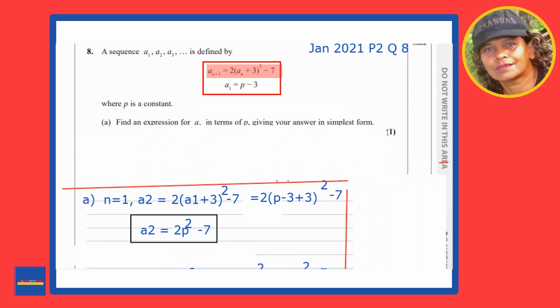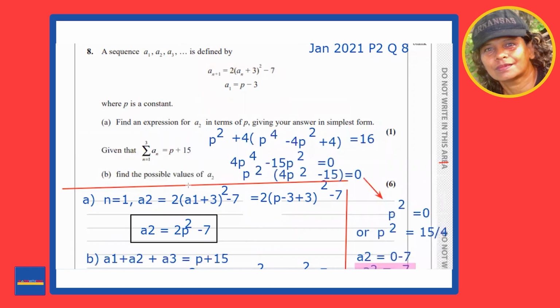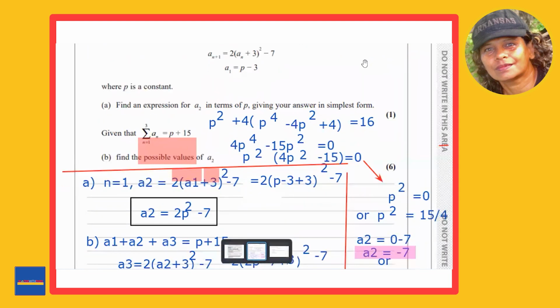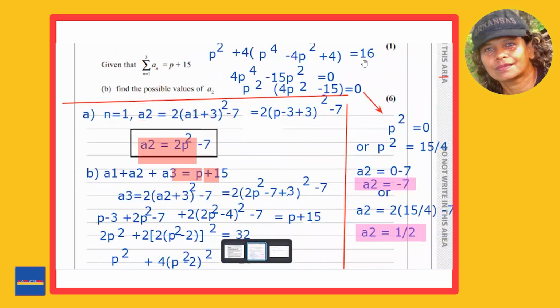Now let's get on to the next part of our question, which is part B. Given that the sum from n equals 1 to 3 of a_n is equal to P plus 15, find the possible values of A2. Possible values of A2, so there's obviously more than one value. So now let's go to that part of the question.